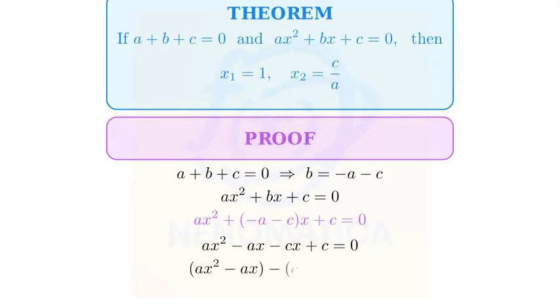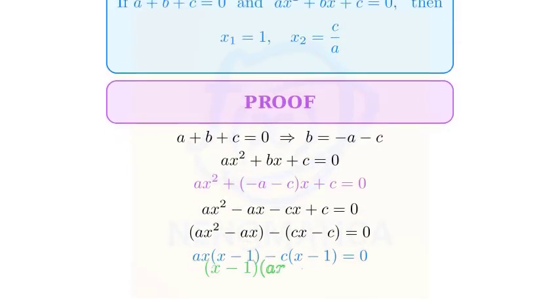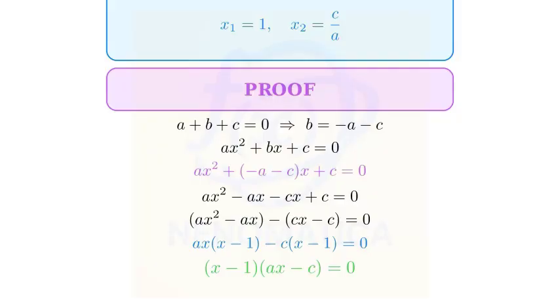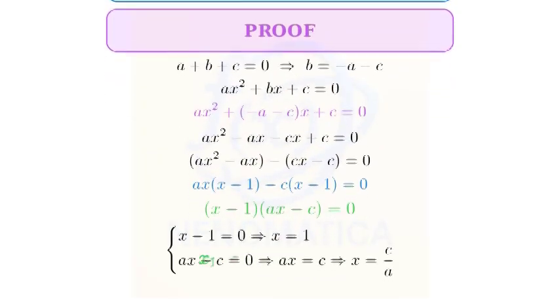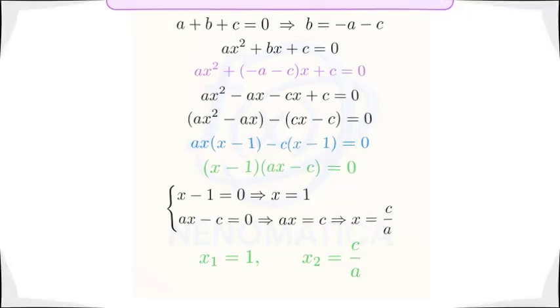Step 5. Group the first two and the last two terms. Step 6. Factor each group. Each contains the binomial x minus 1. Step 7. Factor the common binomial x minus 1. Step 8. By the zero product property, either x minus 1 equals 0, which gives x equals 1, or ax minus c equals 0, which gives x equals c over a.